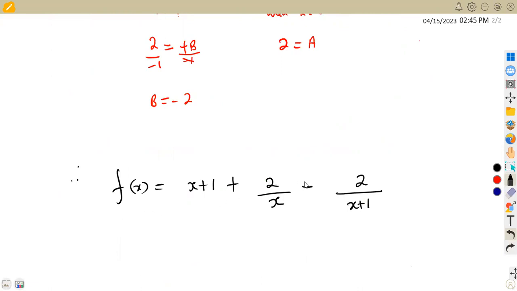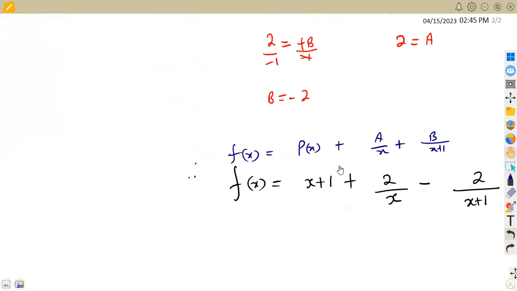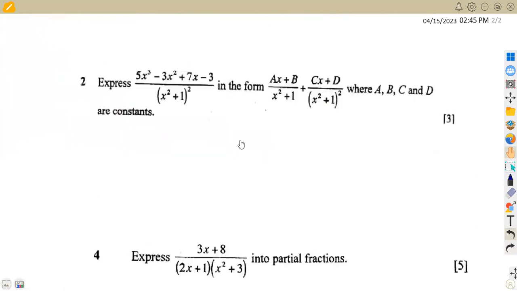Remember that our f of x is supposed to be written in the format of f of x is equivalent to p of x plus, it was given as a over x plus b over x plus 1. So this is the format that you're given. Our p of x is this function, a over x, which is this part, and b over x plus 1 is this part. So that is what the question was simply asking you to do in this case. All right, so we've got our f of x.